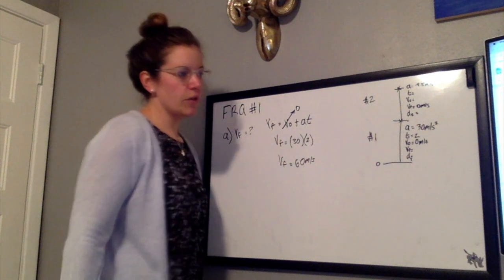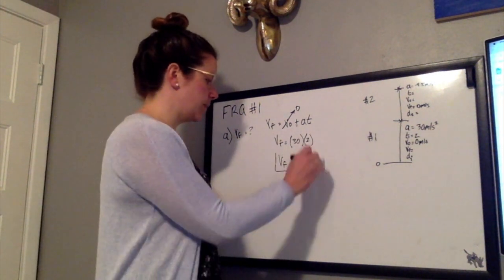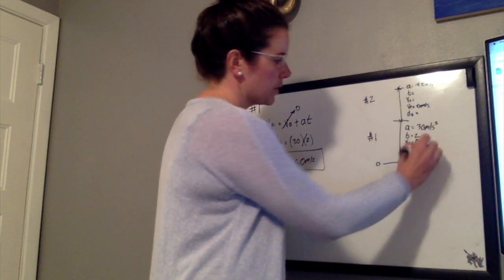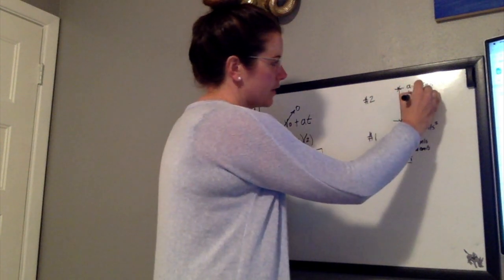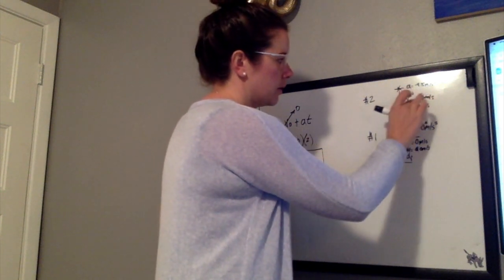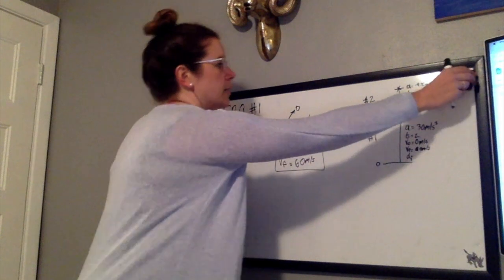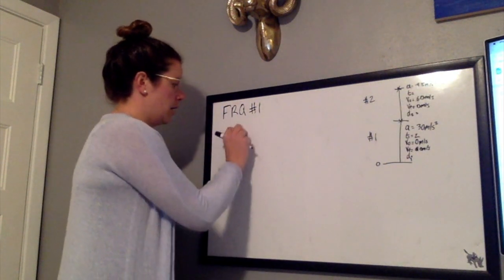Is that what I was asking for? Yes. Speed after 2 seconds, cool. We can put a box around that. Then I'm going to put it over here, 60 meters per second. The final velocity at this point becomes then the initial velocity for your calculations on this part up here. Totally meant to write 60, not 20. Awesome. That's part A.